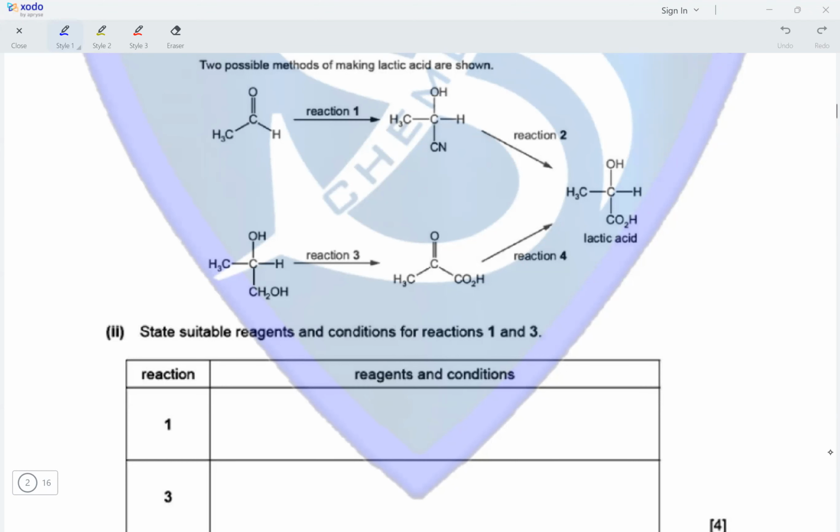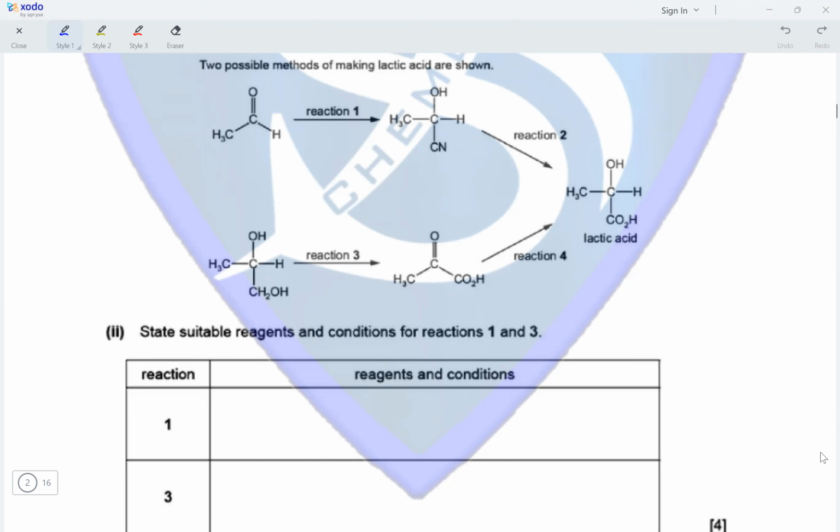Two possible methods of making lactic acid are shown. So we start off with an aldehyde, which is converted into a cyanohydrin, which is hydrolyzed to the lactic acid, hydroxycarboxylic acid. The other route is we start off with a primary and a secondary alcohol, which is oxidized to a ketone and a carboxylic acid, and then the ketone is reduced to the OH group, and we have lactic acid.